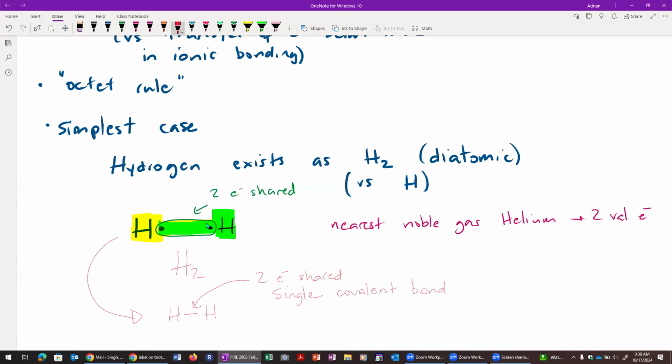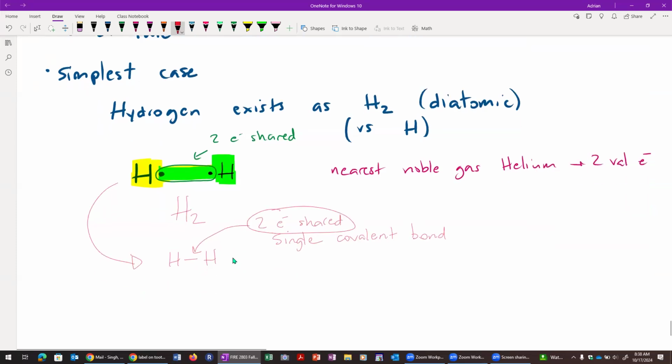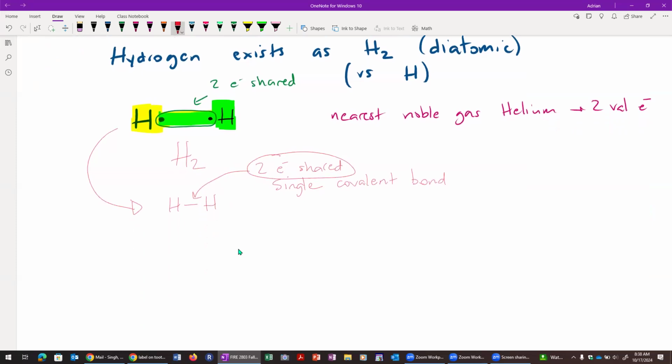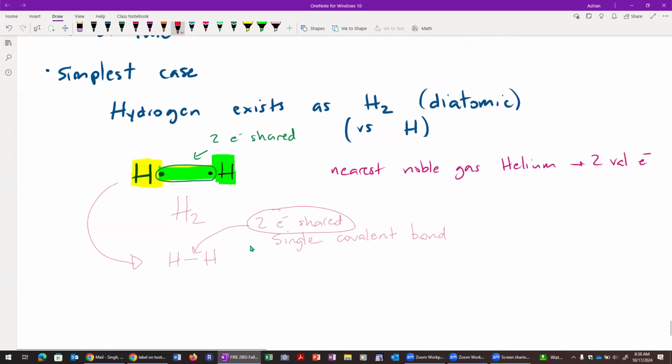Okay, that's the terminology that we're going to use. And in a single covalent bond, two electrons are shared, right? And it's just a single line between one atom and the other one. All right, so by doing this, both hydrogens are actually more stable than if they were existing individually, right? And that's the reason why hydrogen exists as H2 rather than H.